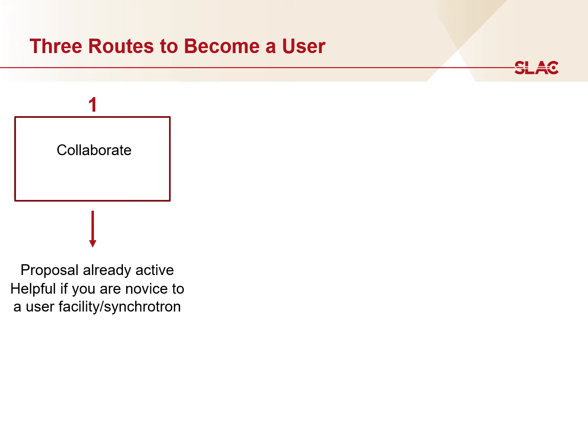There are three possible routes to becoming a user at SSRL. The first pathway is to collaborate with a colleague that already has an active proposal at SSRL. Any collaborators that are new users will need to register, do the appropriate training and badging before being allowed on site. This route can be particularly helpful to those that have never been to a national lab, user facility, or particularly a synchrotron facility. Seeing beamlines, sample preparation and sample mounting, and the data collection can be helpful to novice users that want to submit their own proposal in the future.